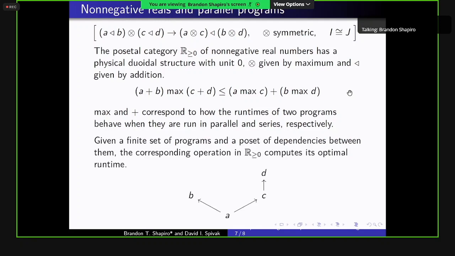And so we get much more into this in the paper than I'll have time to describe here. But if you have a finite set of programs and some dependencies between them, describing which of these programs need to finish before certain other ones can run, maybe program B relies on some computation done in program A, then you can use these more general operations in the physical duoidal category to compute what an efficient runtime for these programs will be, that makes sure that the ones that need to be in series are in series and the ones that can be in parallel are in parallel. And in fact, we can do this for any poset.